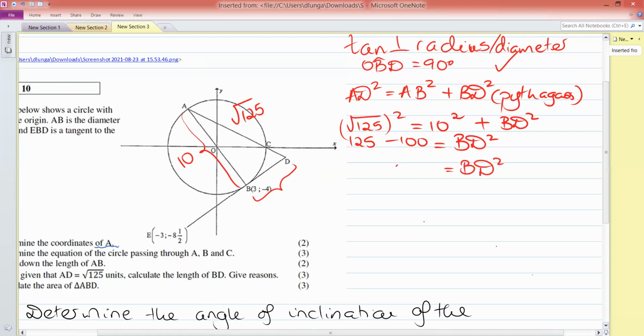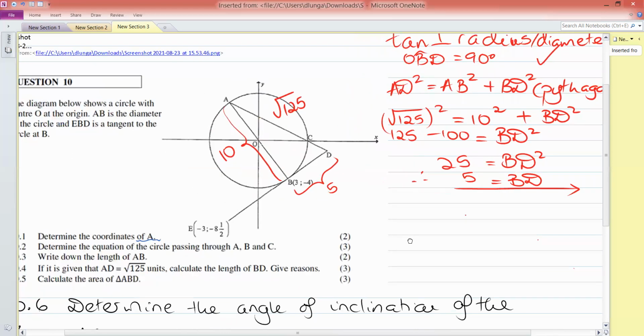So BD squared, that's 25. BD is therefore equal to 5. Okay, so we just worked out that we have 5 there. Then calculate the area of triangle ABD. This one is easy peasy. Area equals half the base multiplied by the height. So the base was 5, your height 10. So area is 25 units squared.